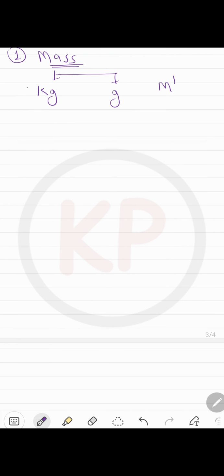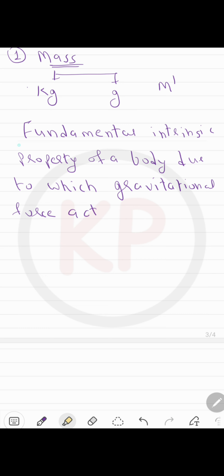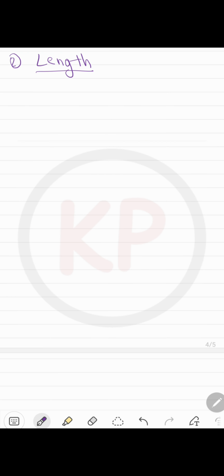I'm writing down here the definition. Definition though is not important, but it's just for your concept. So fundamental intrinsic property of a body due to which gravitational force acts is called mass. Next, length, quite simple. Its unit is meter in MKS. Its unit is centimeter in CGS. Its dimensional formula is L1.